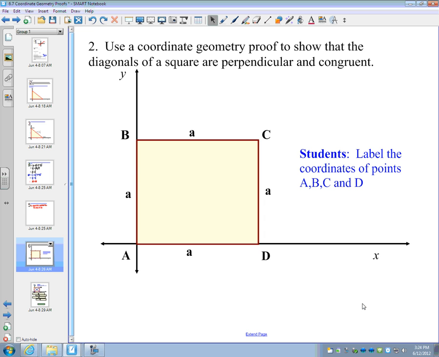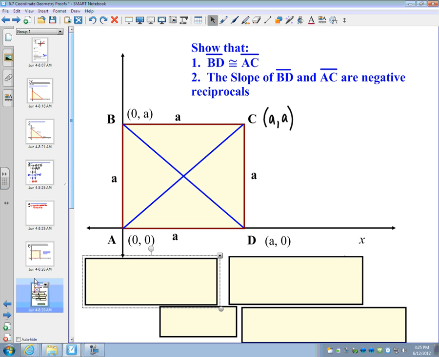So the first thing we have to do is label the vertices. Well, A is obviously (0, 0). B: the x value is 0, the y value is a. C: we are a up and a over, so it's (a, a). And D would be (a, 0). And I think that's what I did here. Good. Now we need to show that BD is equal to AC.